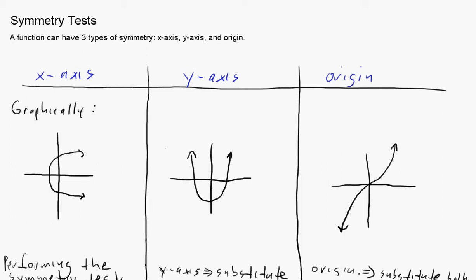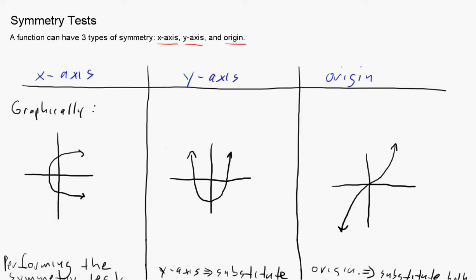Hello, this is Mr. Waters, and I'm here to give you a rundown on symmetry tests for graphs and equations. There are, as you know, three kinds of symmetry possible in graphs and equations. Graphs and equations can have x-axis symmetry, they can have y-axis symmetry, or they can have origin symmetry.